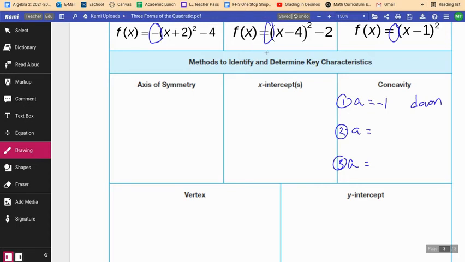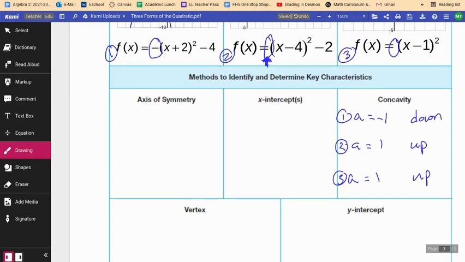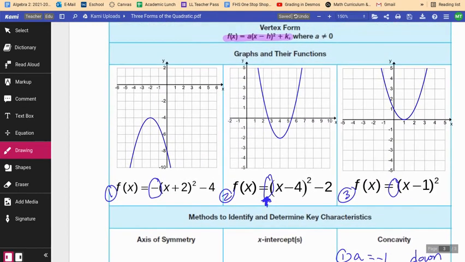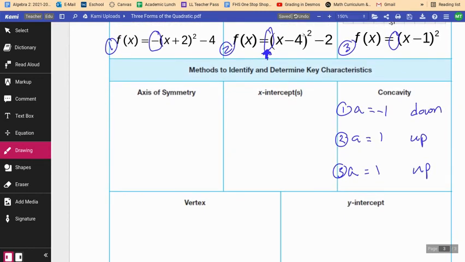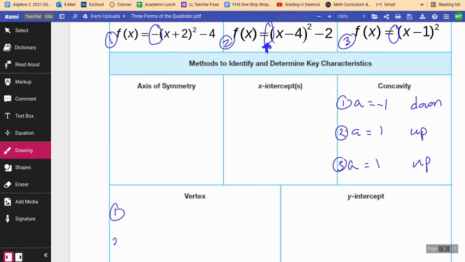In number 2 right here, sorry, I forgot to label these. In number 2, there is not a number written right here in the front, so we assume that is a 1. Okay, and so it opens up. Same thing for number 3. A is 1. It should also open up. Vertex form should look familiar. All it is basically, it's written like a transformation. So if it looks familiar to you, it's because it's kind of written exactly how we would write our transformation as well. Okay, so we know the concavity, and then we should know the vertex from our equation.